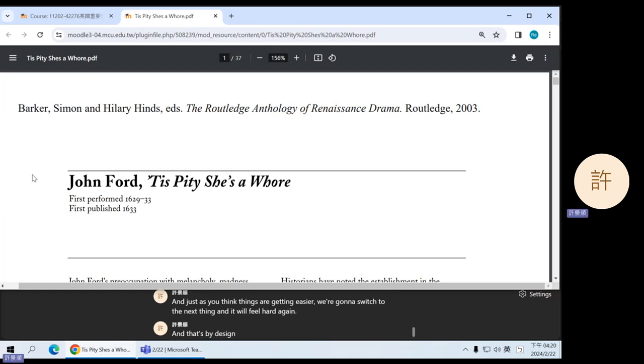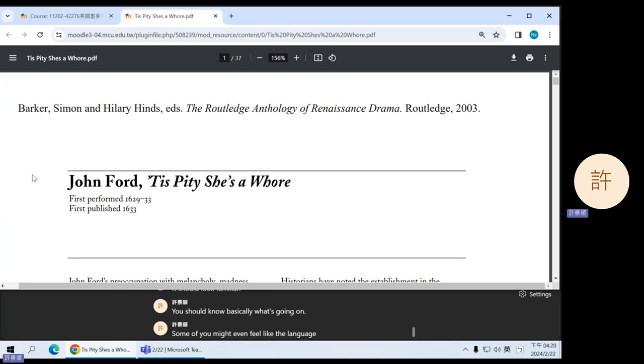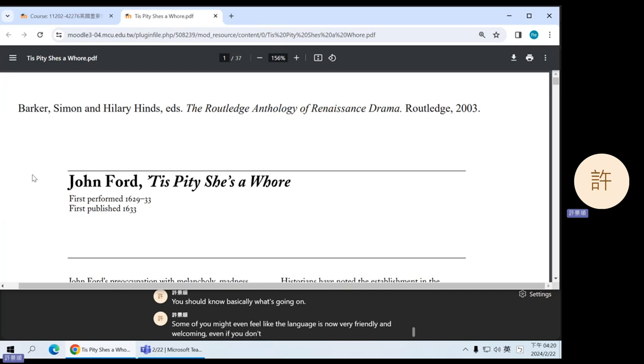By the time you prepare for the midterm exam and you go back, it should look familiar. You should know basically what's going on. Some of you might even feel like the language is now very friendly and welcoming, even if you don't understand all of it yet.